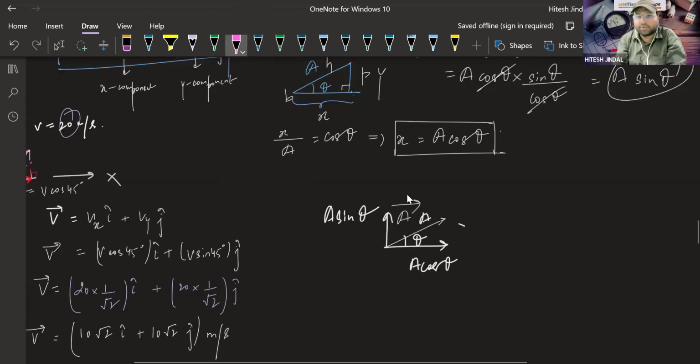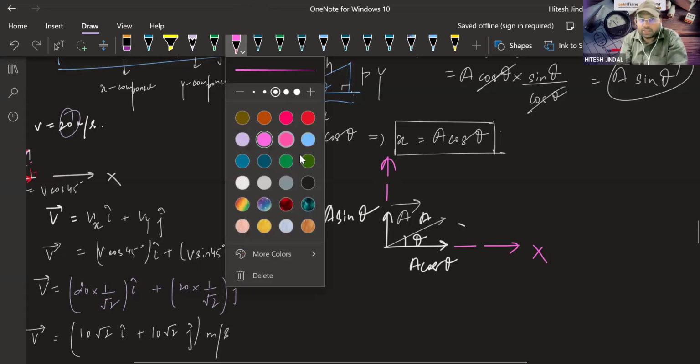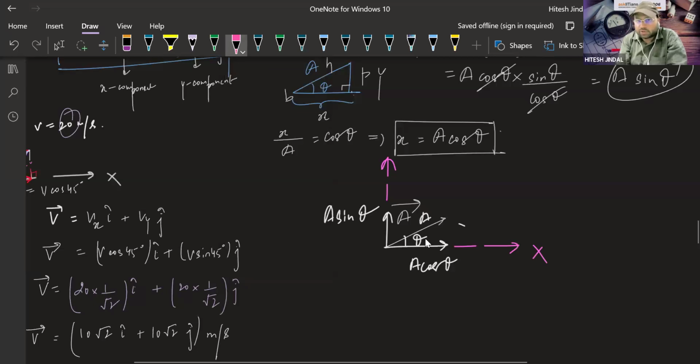And now, as you can observe here, this was my x-axis and this was the y-axis. So these components are also vectors, right? They have arrows, directions and magnitude. So this vector is in which direction? A cos theta is its magnitude, and it is in the positive x direction, which is represented by i cap. The y direction is represented by j cap. So we'll write A cos theta i cap, and A sin theta j cap. Got it?